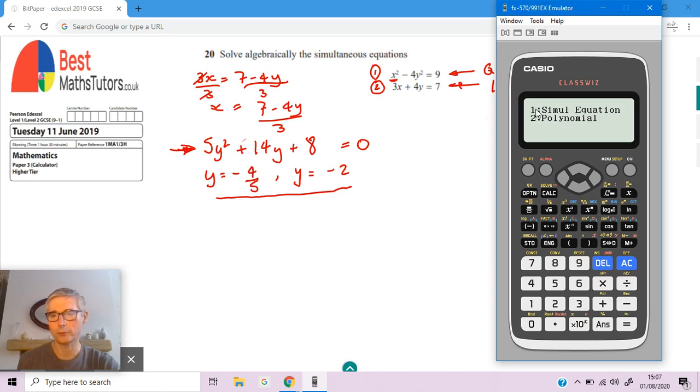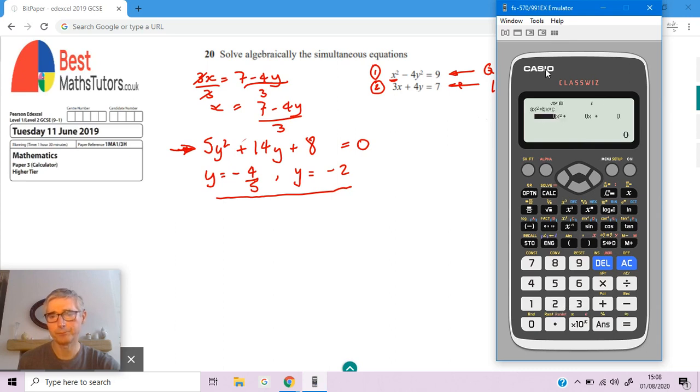We've got two options then. We've got either solving simultaneous equations or polynomials. We're going to polynomial solution because that's what a quadratic is. A quadratic is a type of polynomial. Then we're asked, what's the degree of the polynomial? So the degree is the power that's on the y there, on our variable. It could be an x or it could be a y. In this case, it's a y, and the degree of our polynomial is actually 2 because it's a squared.